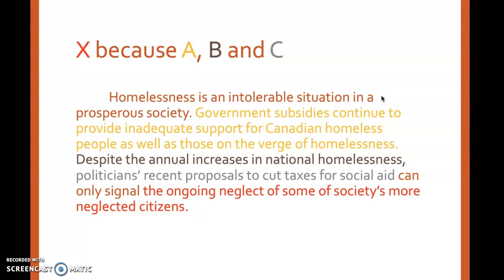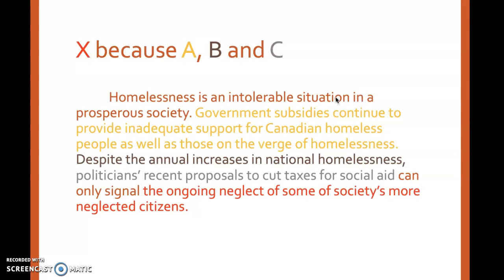Despite the annual increases in national homelessness, politicians' recent proposals to cut taxes for social aid can only signal the ongoing neglect of some of society's more neglected citizens. So here, our A, our first topic, is government subsidies. Later on in the paper, this person is going to talk about how government subsidies are not enough. Then, this person is going to talk about the national increases in homelessness. So they're going to look at some statistics on homelessness across the country.